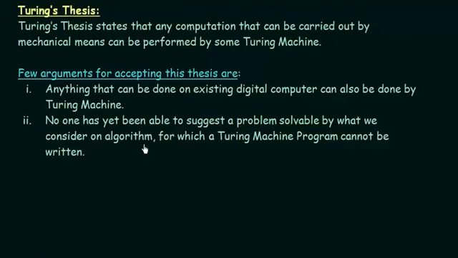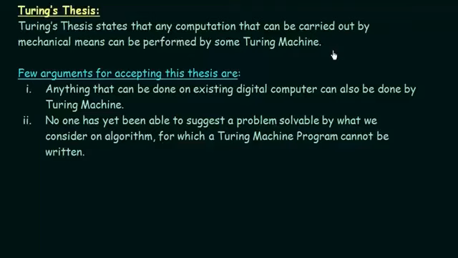That means if you are able to design an algorithm for solving a problem, then that can also be solved by a Turing machine. So that again shows how powerful a Turing machine is, and these two arguments support our Turing thesis, which says that any computation that can be carried out by mechanical means can be performed by some Turing machine. So that is about the Turing thesis.